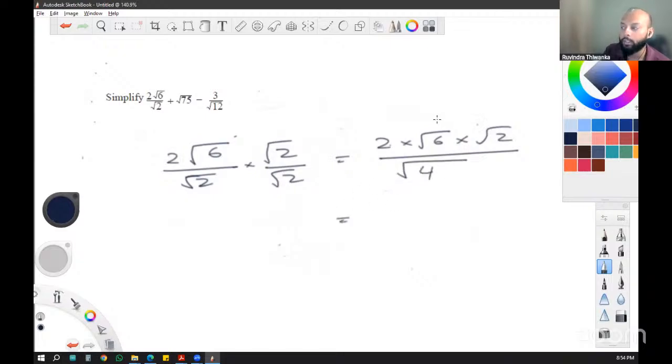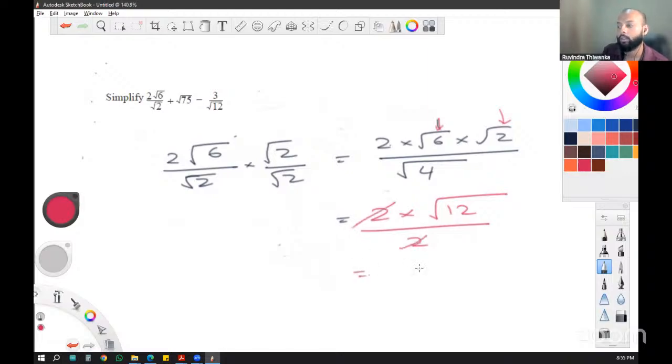As you can see, this is in the form of root a and root b. Root a into root b, that is root ab, no? So root 6 times 2, root 12. This one will be root 2 into root 2, root 4, and it will be 2. So I can just directly tell what this one will be: root 12 over 2.